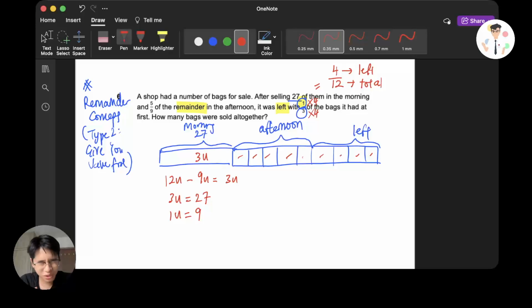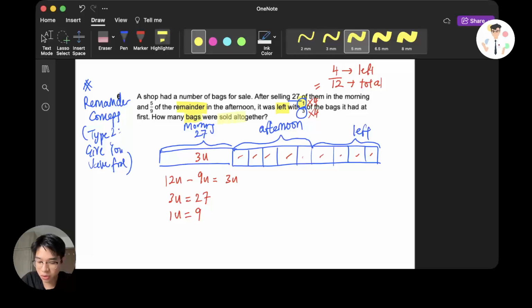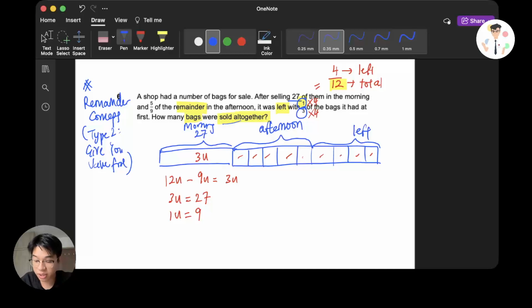Now, there are many of you that are able to do until this stage, which I'm actually kind of happy with. But the problem is you forgot to read the question. The question says what? How many bags were sold altogether? Means that it's sold. Do you count the total? No, right? The question did not say the total. It's sold. Again, many of you say, oh teacher, the total is 12, so times 12. No. The question is asking what? Sold.